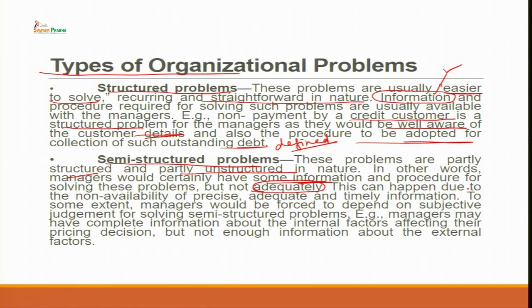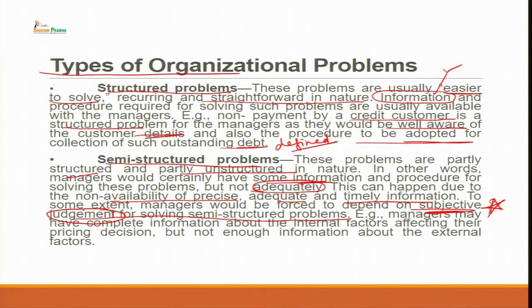This can happen due to the non-availability of precise, adequate and timely information. So, to some extent managers would be forced to depend on subjective judgment for solving semi-structured problems. Now, this is something very important to understand. And what is the importance here? That we are relying on the judgment.